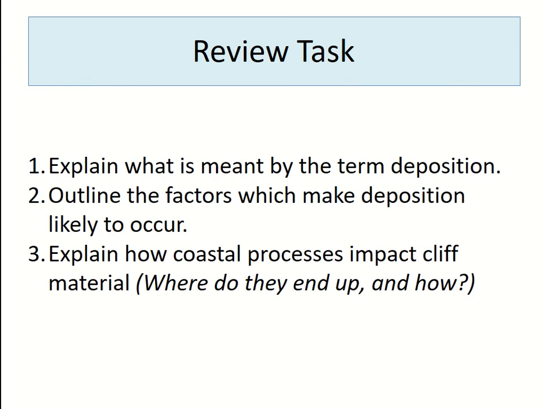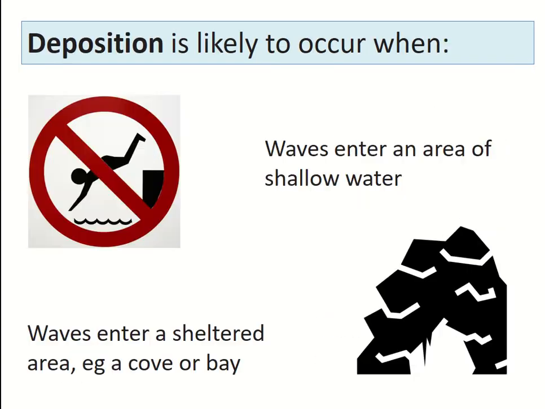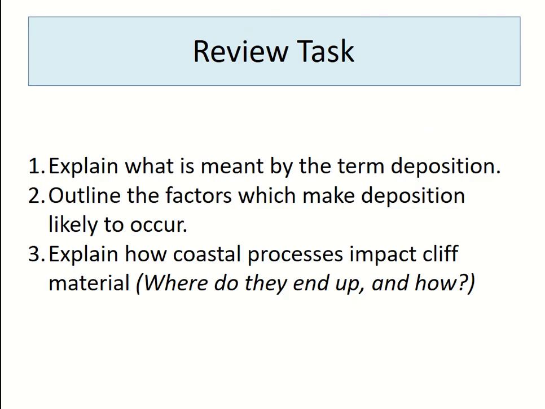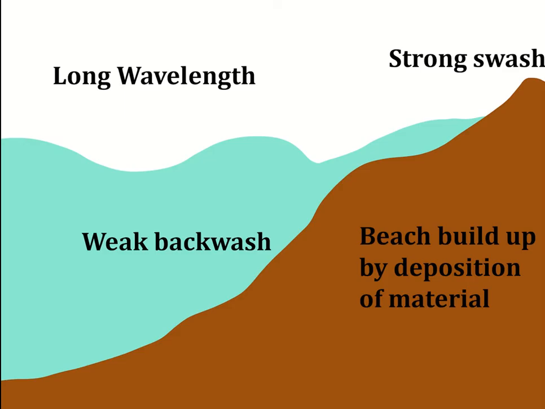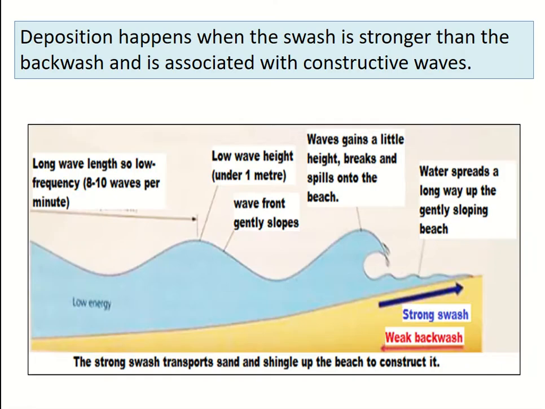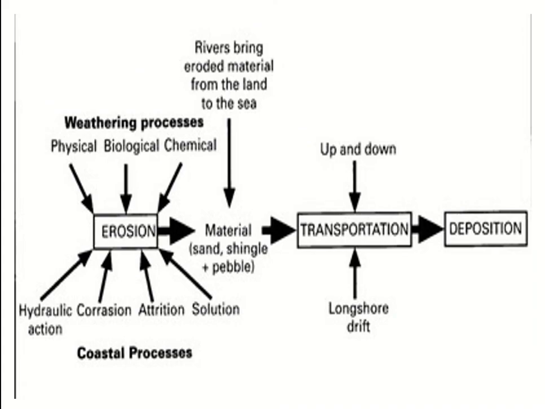To finish off then, guys, there are three review questions, and they are as follows. Explain what is meant by the term deposition. Outline the factors which make deposition likely to occur, and explain how coastal processes impact cliff material, where does it end up and how. So the first question is quite straightforward. The second one is about these things here. And the final one is basically asking, how does material end up from a cliff onto that beach there? To do that last question, you basically want to talk us through this diagram. So you want to explain the process of erosion, transportation, and deposition to answer that question.